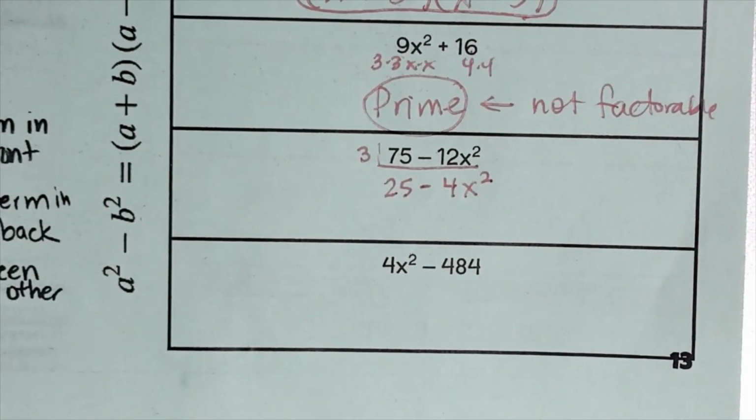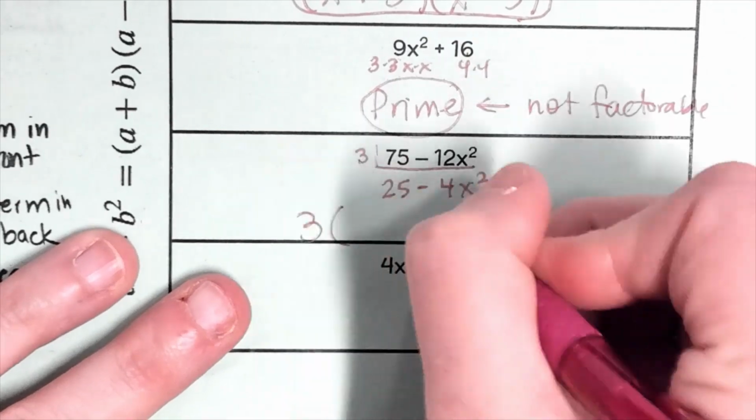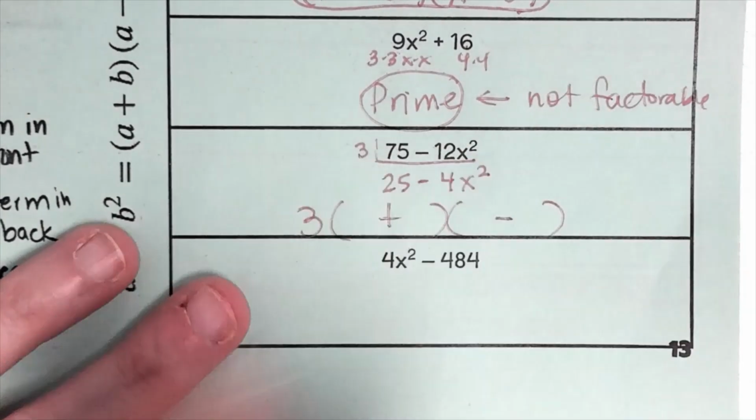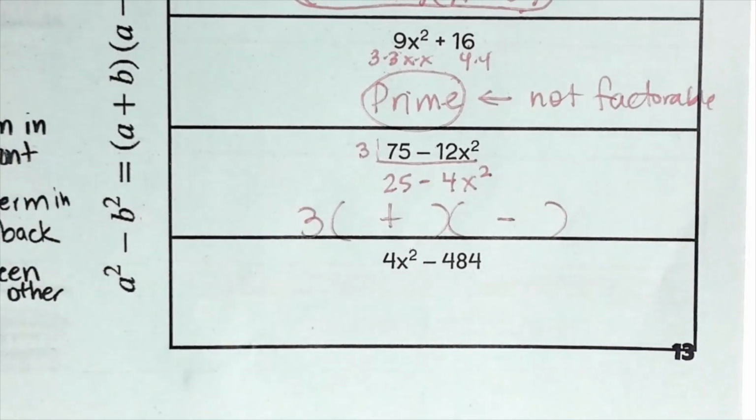If you know me very well at all, I'm going to write a 3 with 2 parentheses next to it. And I'm just going to go ahead and put a plus in one and a minus in the other. Why am I going to put that 3 there? Because if I don't do it right this second, I'm going to forget about it. I'm not going to come back to it later.